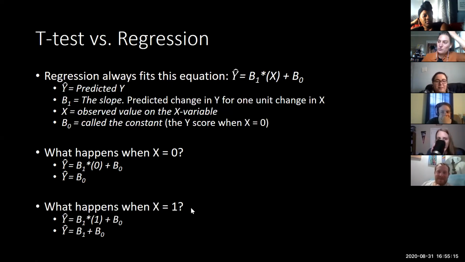So when X equals 1, my 2 groups here were 0 and 1. So my X value, or my predictor, is either going to be a 0 or a 1. When I plug it in as a 0, my Y is equal to B0. When I plug this in as a 1, then it's equal to B1 plus B0. And I'll explain what those are in just a second.